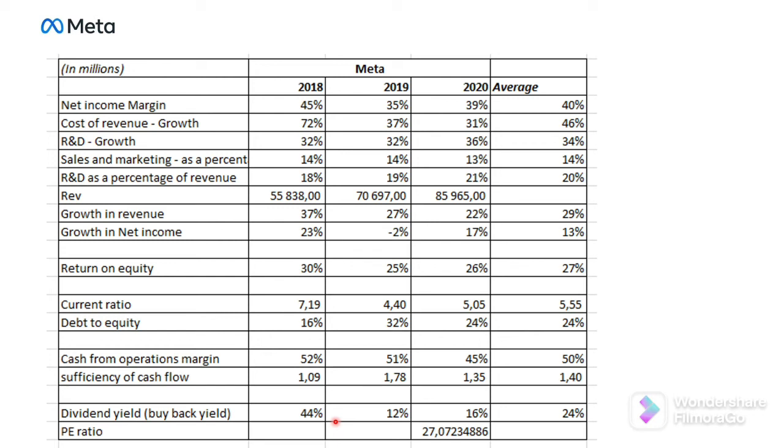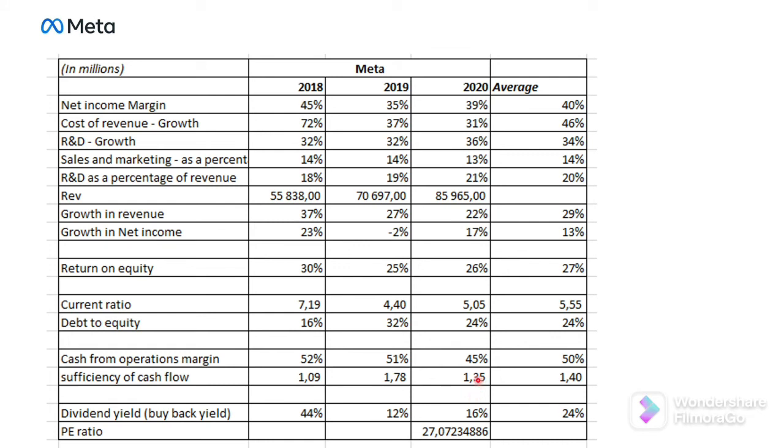crazy multiples, and the fact that Facebook is a company that gives you $86 billion of revenue, 22% revenue growth, 17% net income growth, a 39% multiple, strong liquidity of 5 to 1. So you've got a lot of current and liquid assets. You only have 24% of your net worth tied up in debt. 45% cash margin, and a sufficiency of cash flow of 1.35.